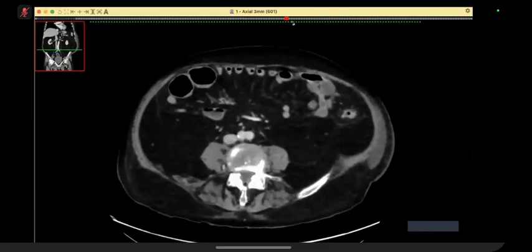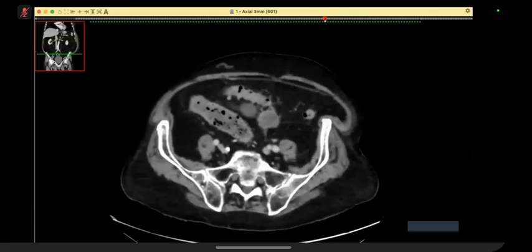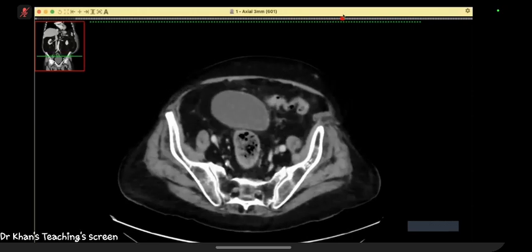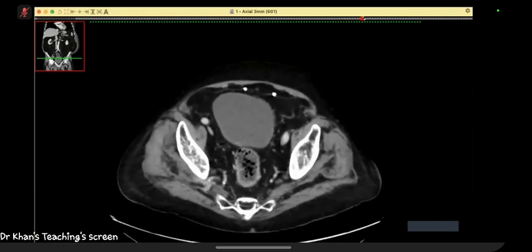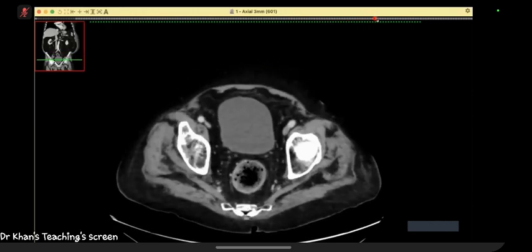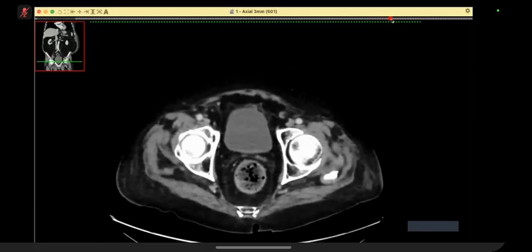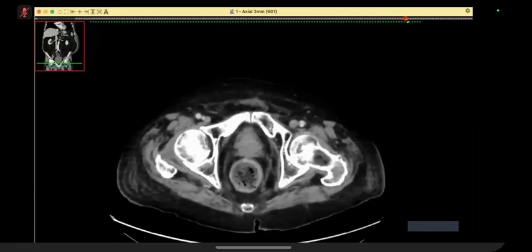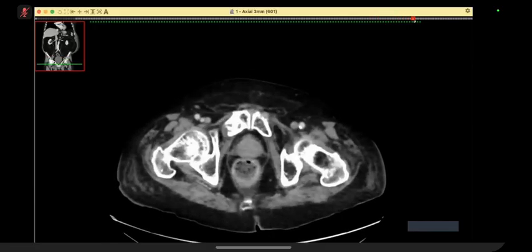So I would urgently inform my findings to the referring team regarding this being the source of infection and refer this patient to the surgical team for appropriate management, and this patient would also need to be on an antibiotic cover. Thank you.